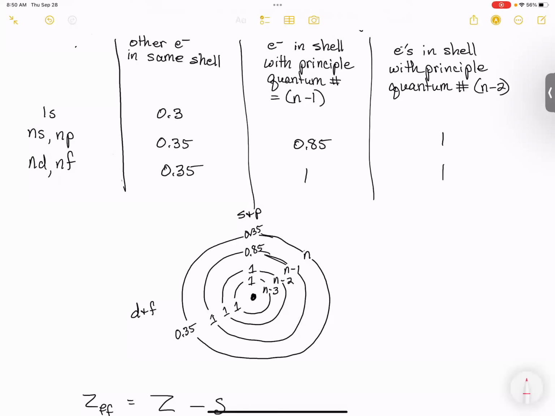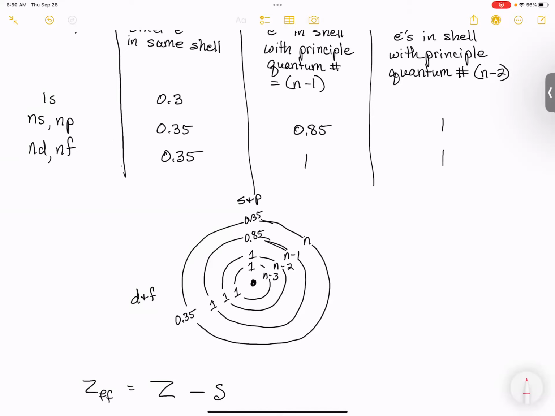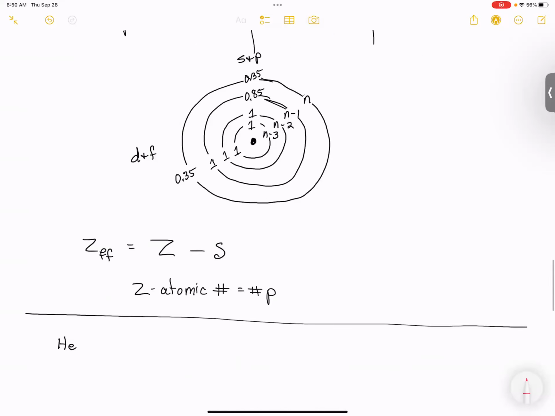Okay, so to calculate Z effective, it is Z minus S. S is all of this that I've been talking about. Z is your atomic number, or in other words, your number of protons. So S is everything I've been talking about up here, whereas Z is just your atomic number.